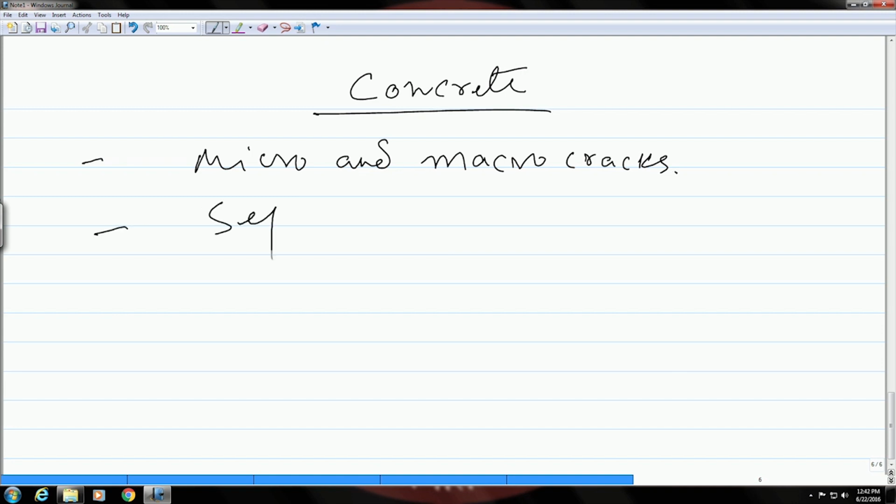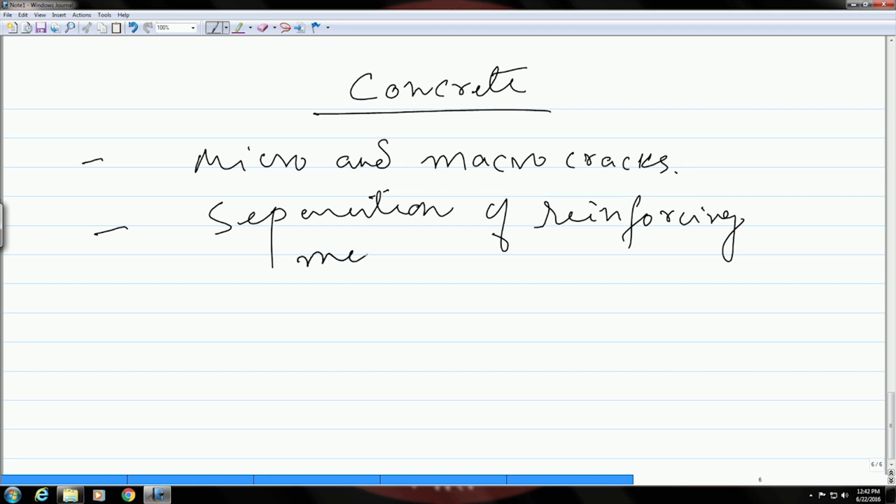Then the reinforcing bars can separate. And when there is some separation, there could also be mechanical rubbing between the separated parts, which can also lead to generation of these acoustic emissions.